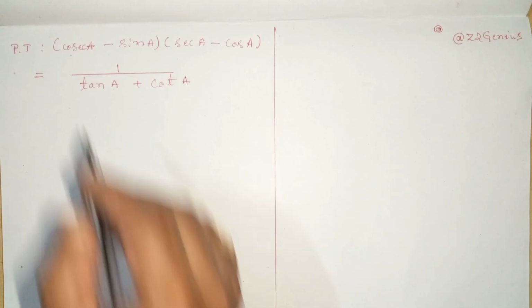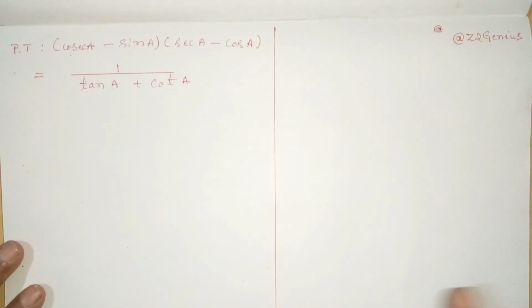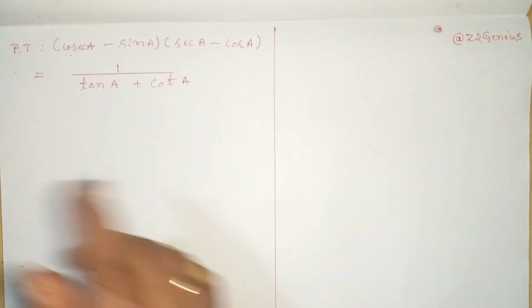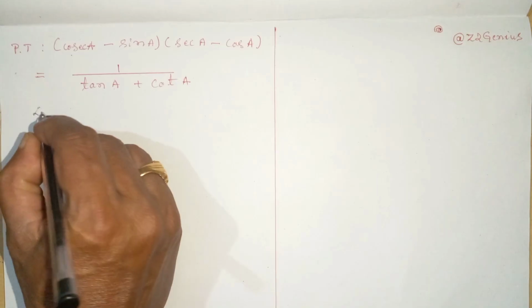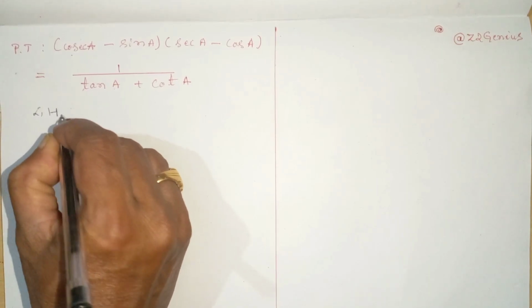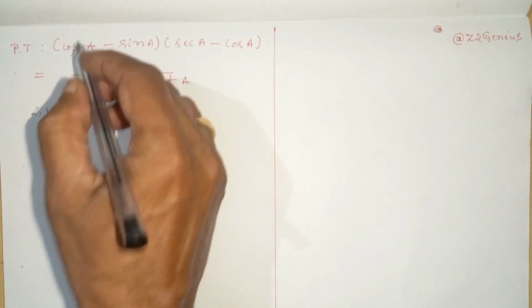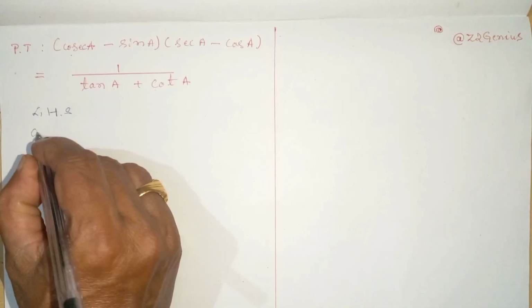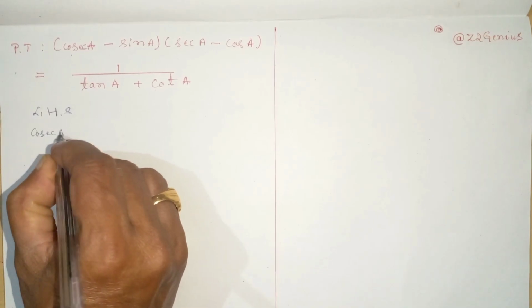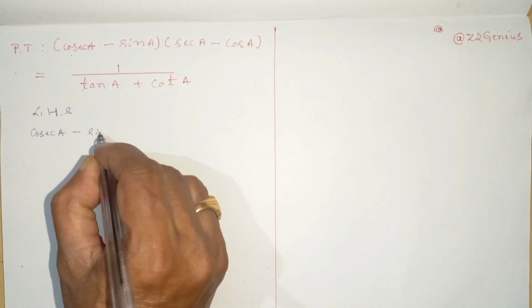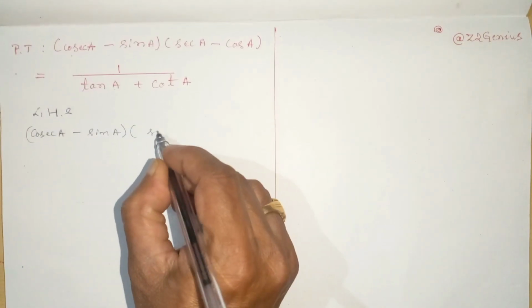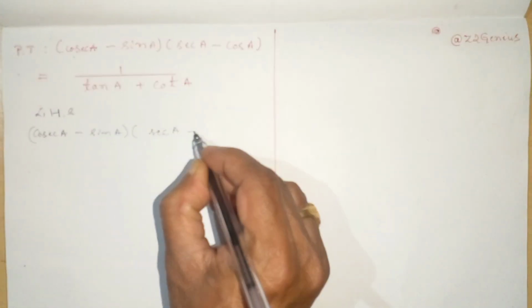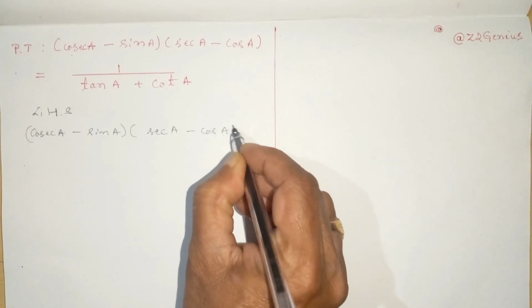Here I want to take first LHS and then RHS, so you are going to get the equality. Observe carefully. First I want to take the LHS part: (cosec A minus sin A) into (sec A minus cos A).